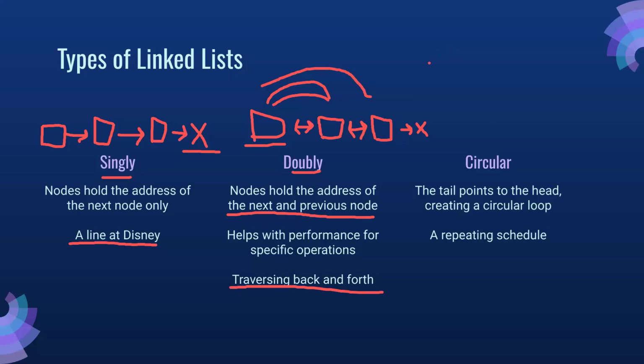Circular linked lists are a bit weird. They are, in fact, circular. So they can either be doubly or singly linked lists. But the biggest thing that makes a circular linked list circular is that the next node on the tail points back to the head. Circular linked lists are a little more niche. They're not really problems that we're going over, but they're still good to be thought about.